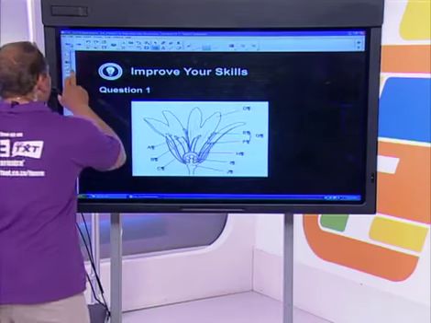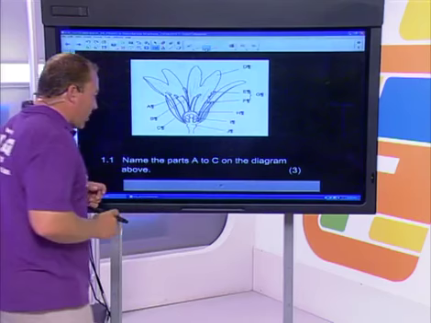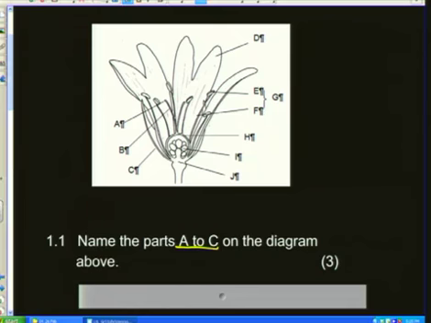If I bring this down, let's have a look at the first one. It says, name the parts A to C. Okay, so let me get to what's named.